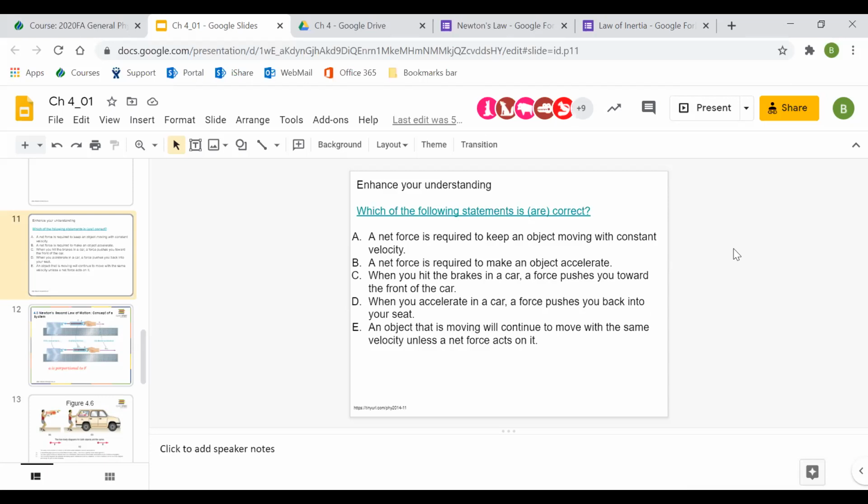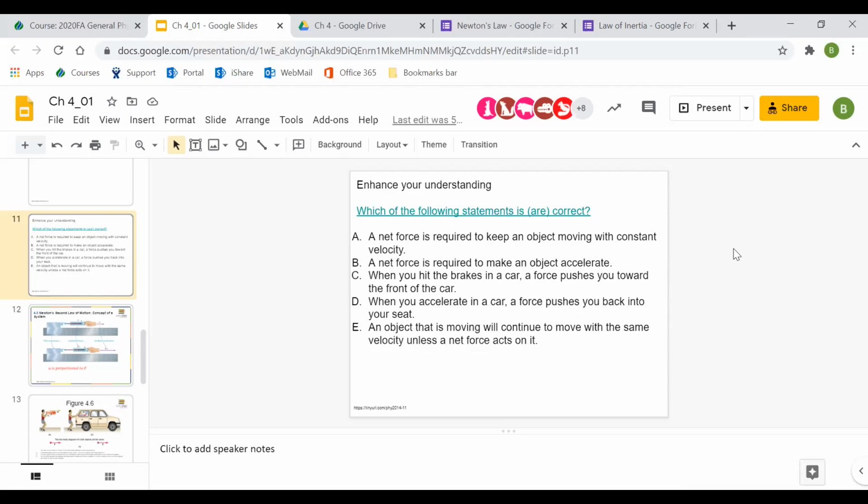B says a net force is required to make an object oscillate. So the first law says unless there's a net force, the velocity will not be changing. The other way of saying this is if there's a net force, then the velocity will be changing. So if you have changing velocity, what would be the cause? That's because there's oscillation. According to the definition of oscillation, oscillation equals change in velocity divided by time t. So if there's a change in velocity, then you will have oscillation. Okay, so B is correct.